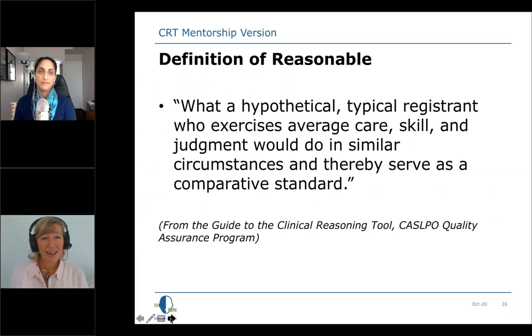Now, we are often asked, what is the definition of reasonable? And it is what a hypothetical, typical registrant who exercises average care, skill, and judgment would do in similar circumstances, and thereby serve as a comparative standard.